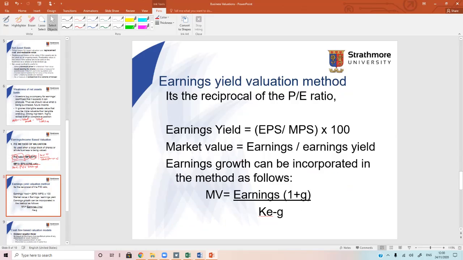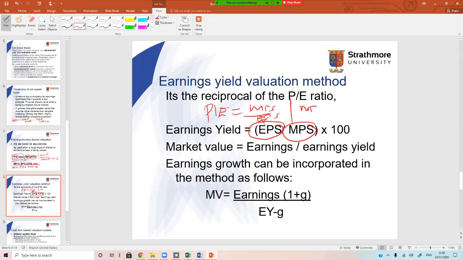Then you have next what we call the earnings yield method. In the earnings yield method, the earnings yield is simply the reciprocal of the P/E ratio. The P/E ratio, don't forget what we just mentioned, is MPS divided by earnings per share. So the earnings yield is simply the reciprocal of this, which is therefore the company market value.